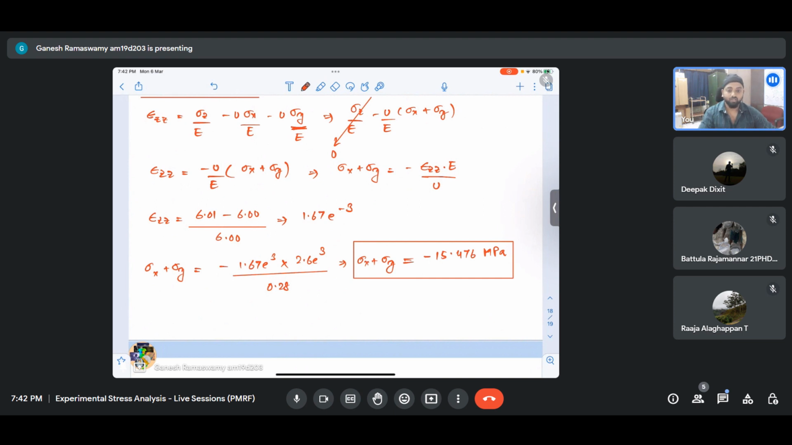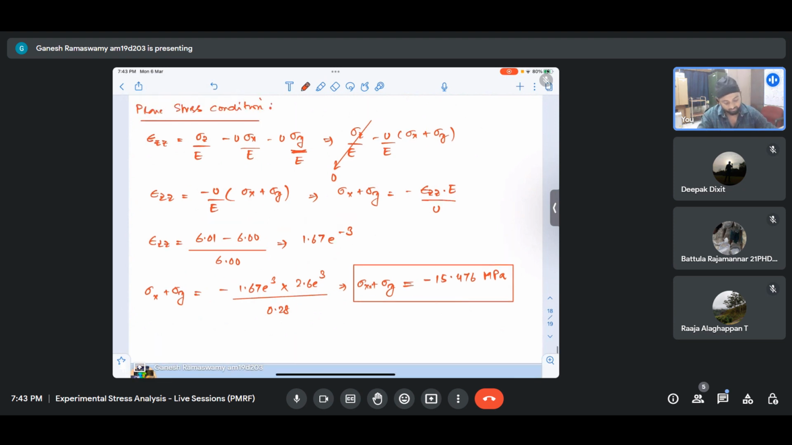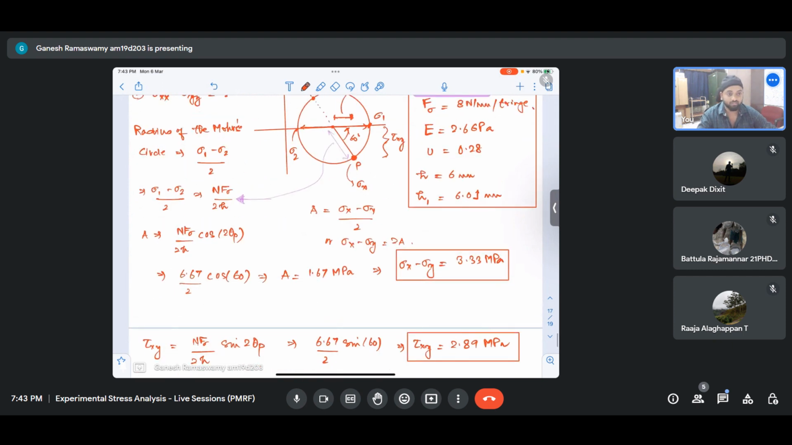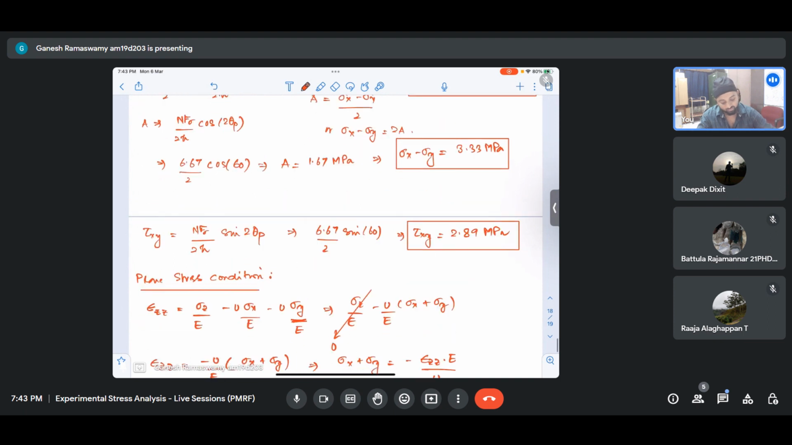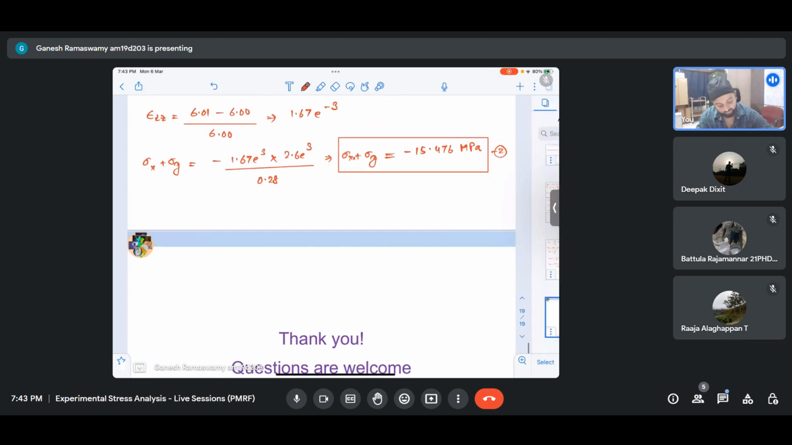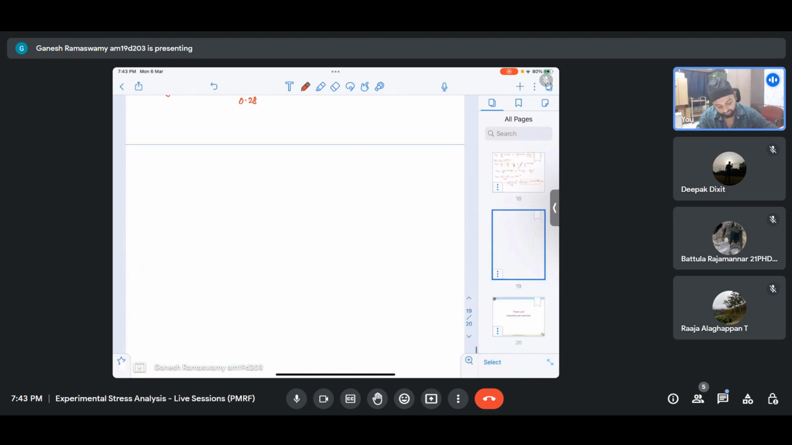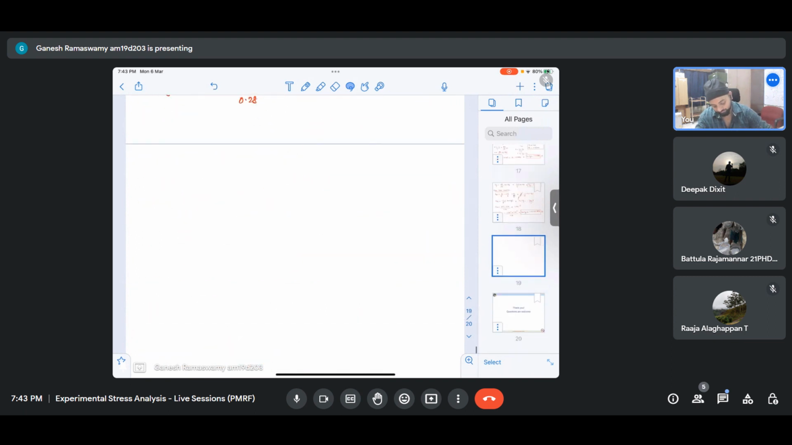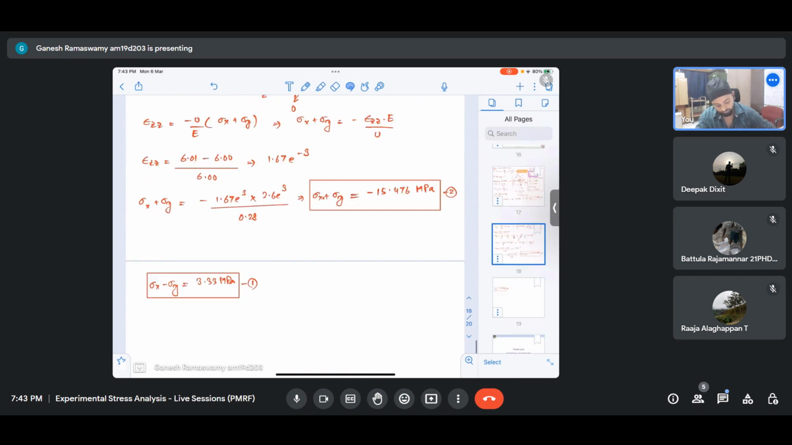Okay, so I have the sum, the first invariant of the stress tensor, and I also know the difference between the two from my photoelastic analysis. So if I call this equation 1 and I call this equation 2, can I solve it to get the individual stresses? Let me copy this here. And equation 2.